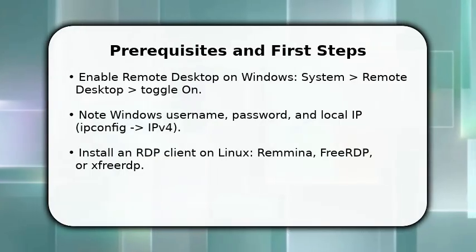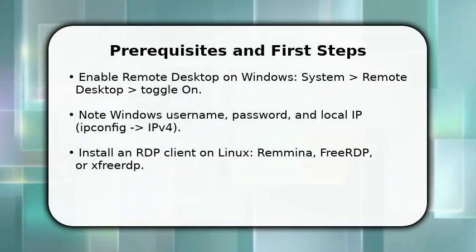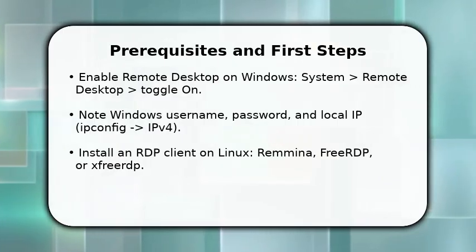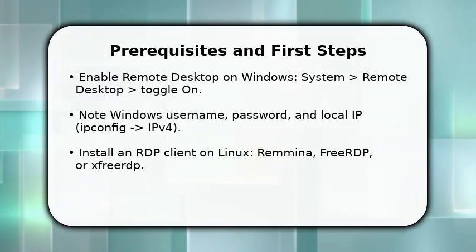You start by preparing both machines. Enable remote desktop on Windows and confirm the user account and password you'll use. On Windows, open Settings, go to Remote Desktop and toggle it on. Note the IPv4 address via ipconfig.